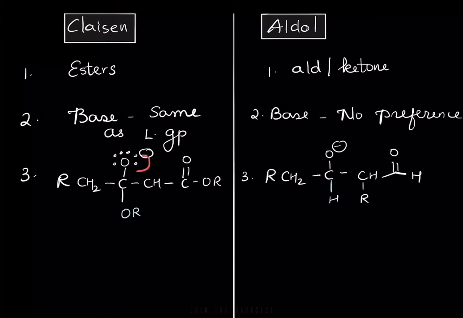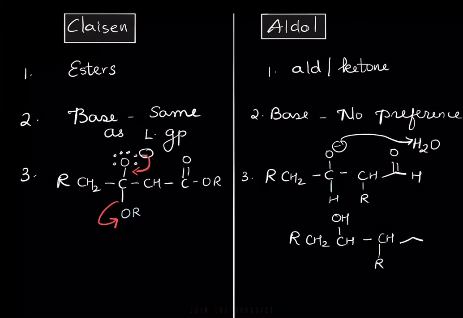So when the oxygen comes in here, the OR is going to leave, forming the beta keto ester. But in the case of an aldehyde, the oxygen is going to get the proton from the acid. The acid here is water, so it's going to grab the hydrogen from water, thereby forming the beta hydroxy aldehyde. Whereas here it would be a beta keto ester.